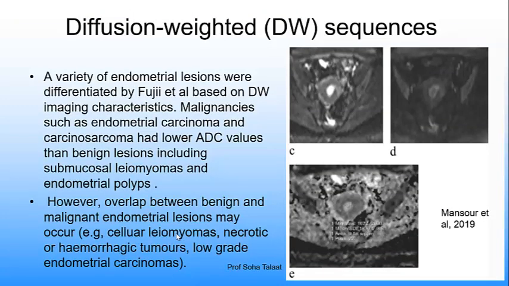What about diffusion weighted sequence? A variety of endometrial lesions, Fujii et al. have studied the endometrial lesions on diffusion weighted image, and found that malignancies such as endometrial carcinoma and carcinosarcoma have lower ADC values than the benign lesions, including the submucosal leiomyomas and the endometrial polyps. However, there is always overlap between benign and malignant lesions, because sometimes cellular leiomyoma may cause restriction. Necrotic or hemorrhagic tumors may cause restriction even if not malignant, and low-grade endometrial carcinoma may not be restricted, the other way around.